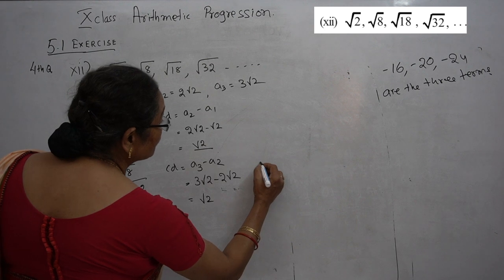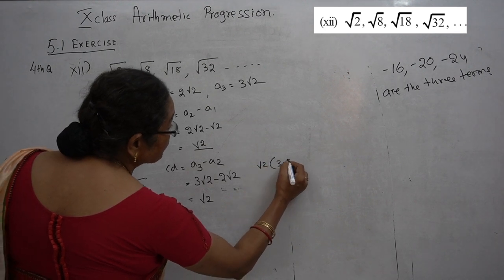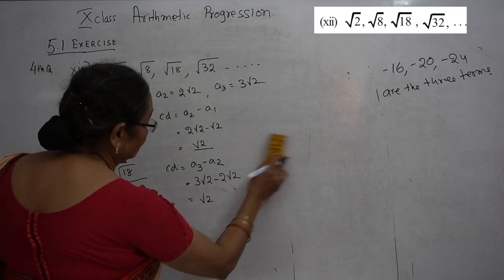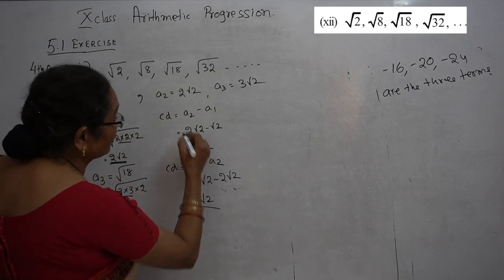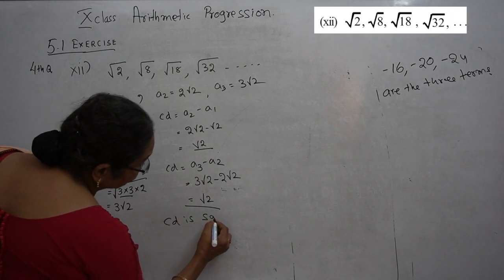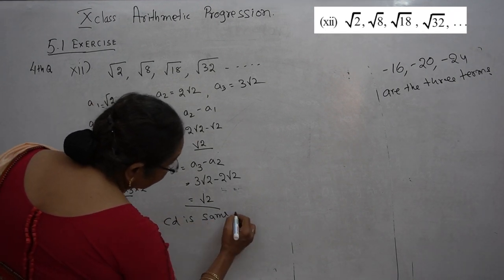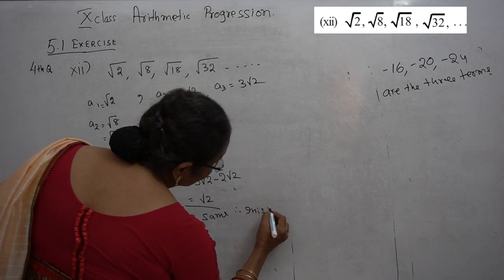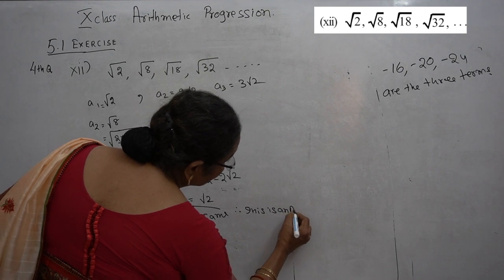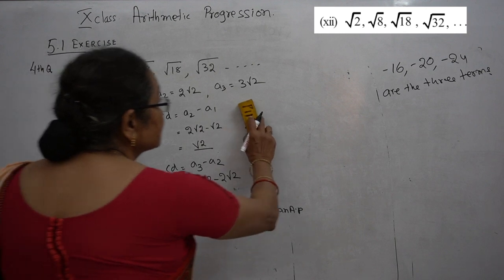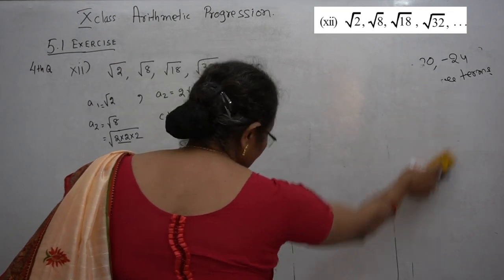Like this also you can see. Here what is common? Root 2 is common. 3 minus 2 is 1, so 1 root 2. That way also you can do it. So now here what is there? The common differences are the same. Common difference is same. Therefore this is an AP.